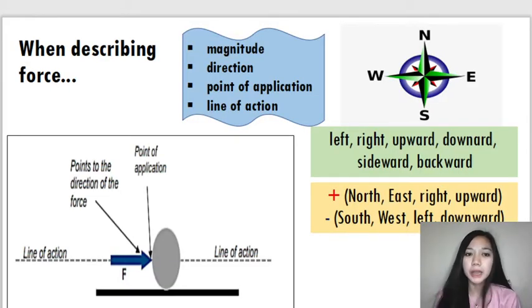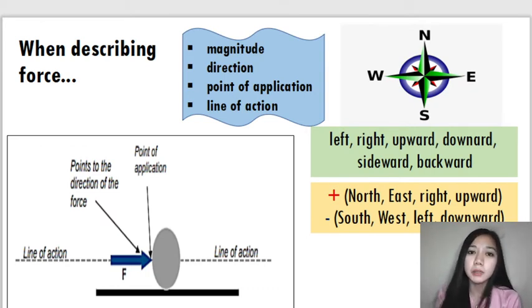Continue. When describing force, we should describe the magnitude, the direction of the force, and the point of application of the force. For the magnitude, it is the size or the strength. And for example nito, 5 newtons, 10 newtons, depende doon sa size or doon sa strength ng binigay na force ng object. In terms of direction, we are using the following terms. Pwedeng north, south, east, west, o kaya naman left to the right, upward, downward, sideward, backward, as a description of the direction of motion of the force.